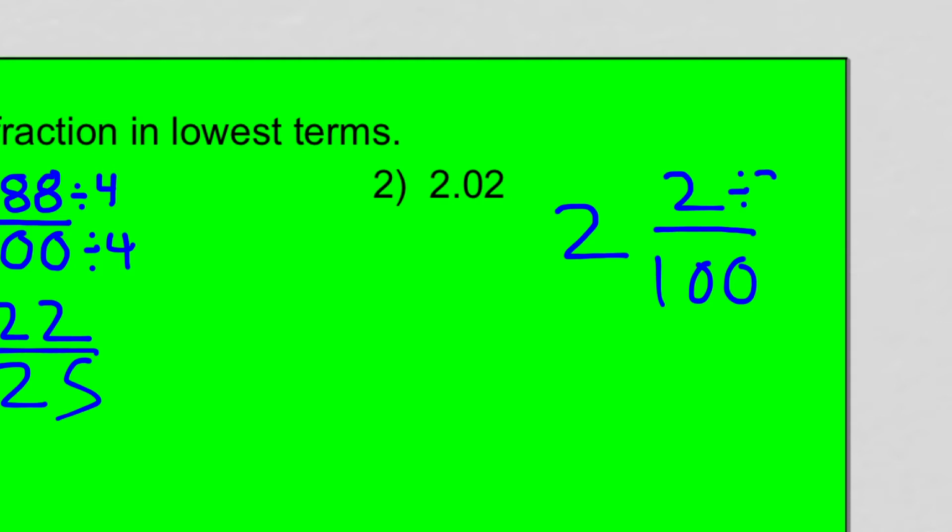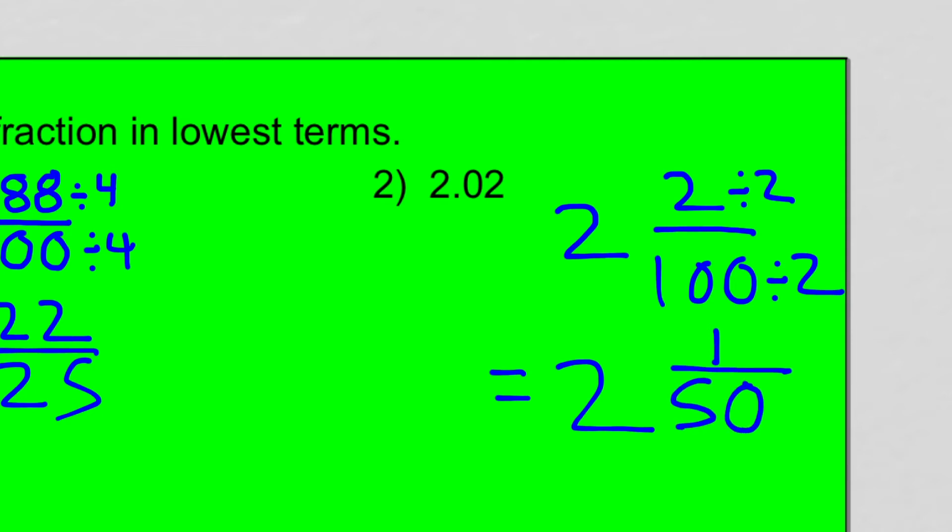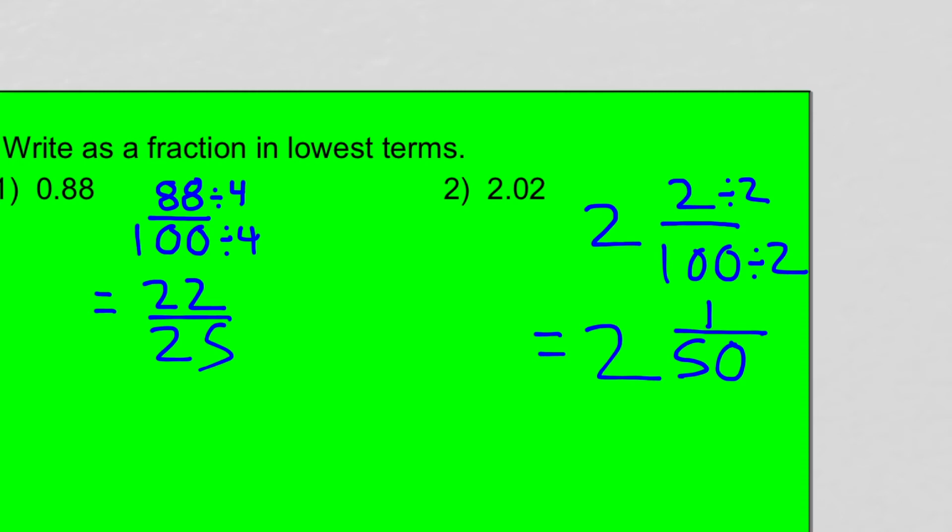The greatest common factor of 2 and 100 is 2, so I'll divide both of those by 2, and I still have 2 wholes. 2 divided by 2 is 1, and 100 divided by 2 is 50. So the answer is 2 and 1/50.